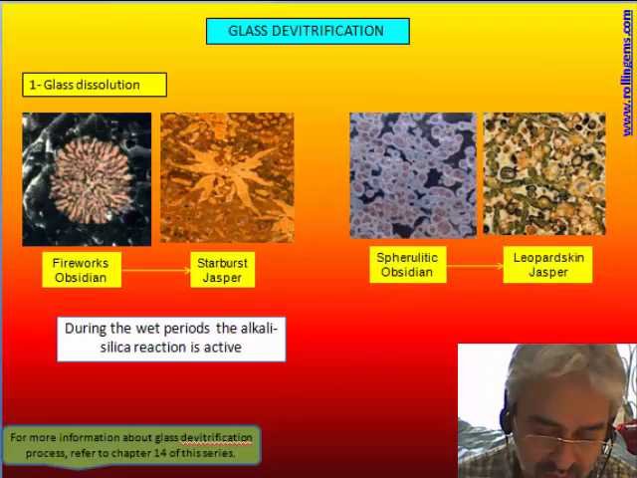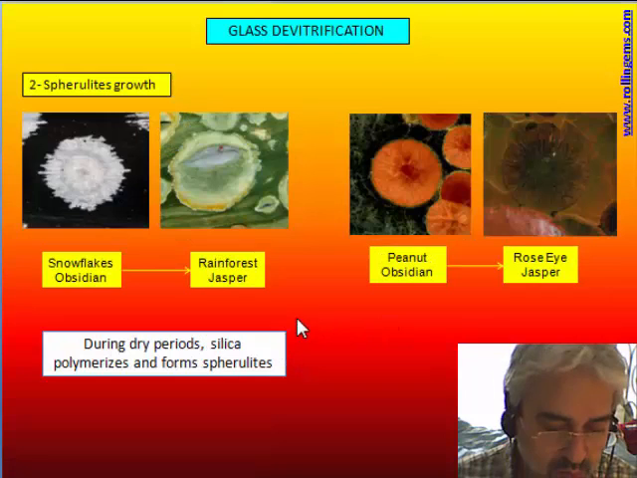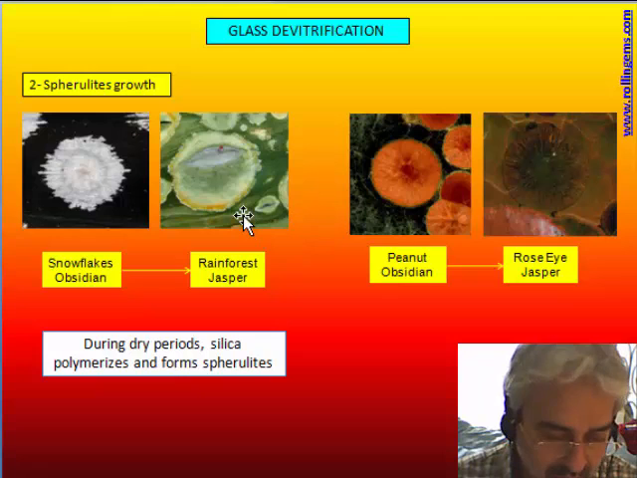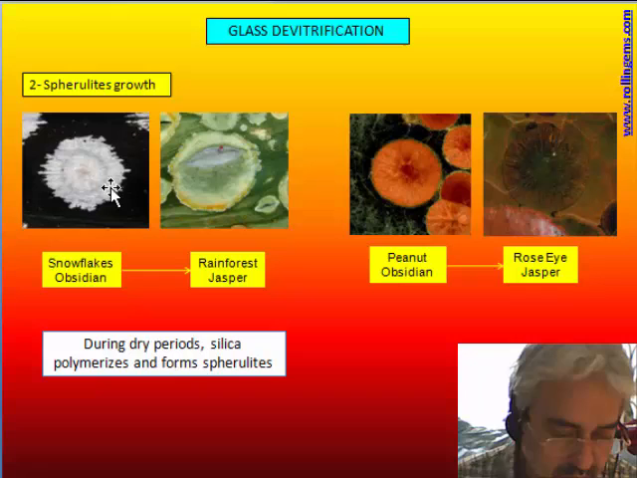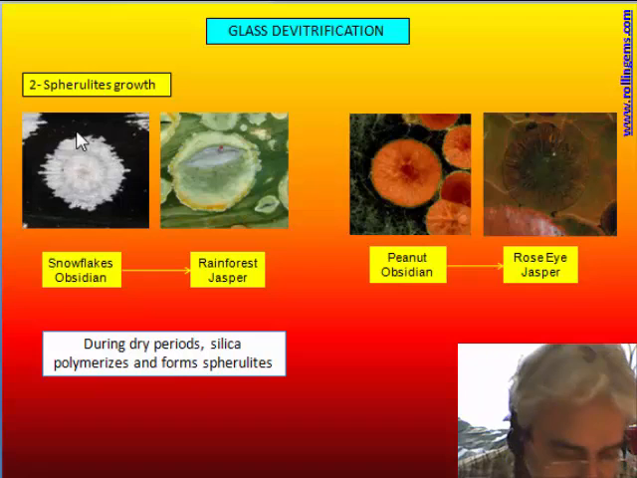So the process continues, but during the dry season the alkali silica reaction is stopped, and the material produced, that is a colloidal solution, dries, and when dry makes a small spherulite that is a round structure, can be made of crystallite, as in the case of snowflake obsidian. This material we can see enter in between the flow line, making a small dent, and this structure is the same we can see here in the rainforest jasper.